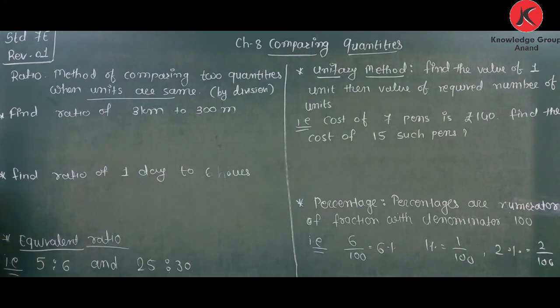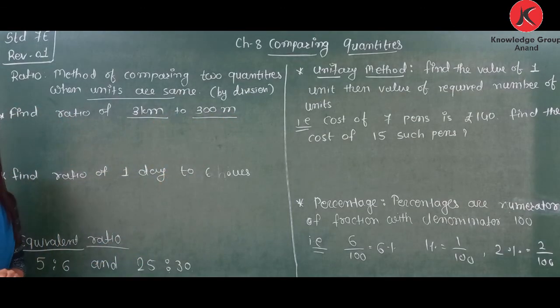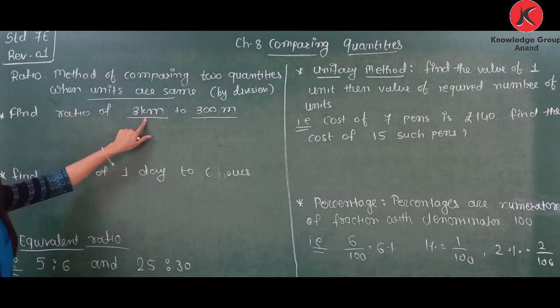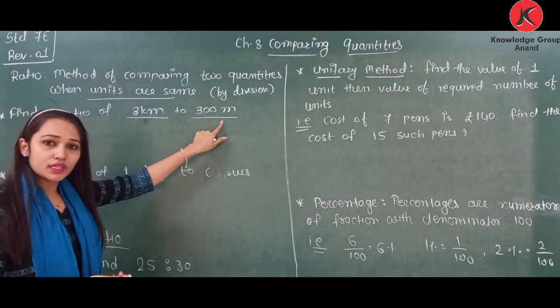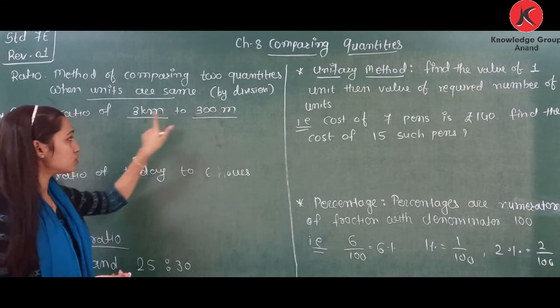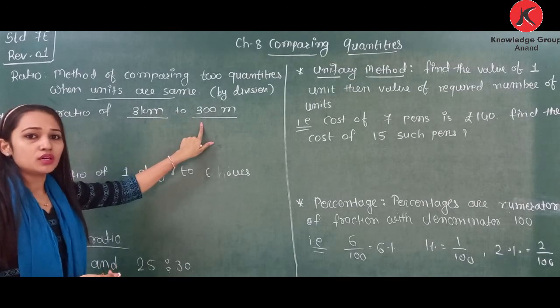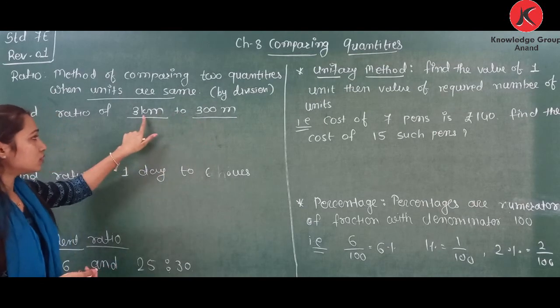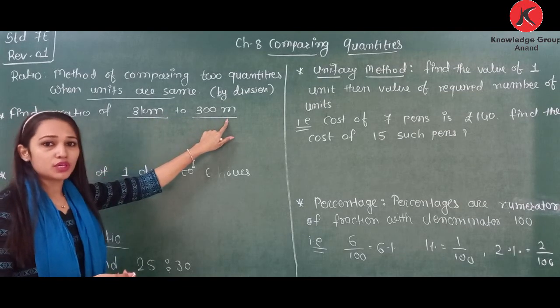So let's take some examples. Find the ratio of 3 kilometer to 300 meter. In the starting of this chapter, we learned that whatever first quantity is there must be in the numerator, and whatever second quantity is there must be in the denominator. So 3 kilometer will be in the numerator and 300 meter will be in the denominator. But this is in kilometer and this is in meter, so you need to perform the conversion.